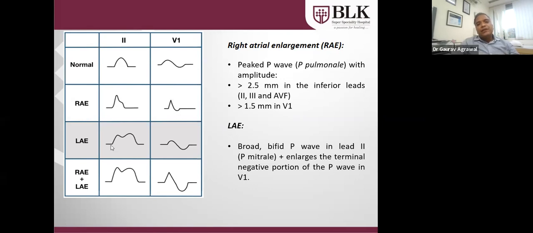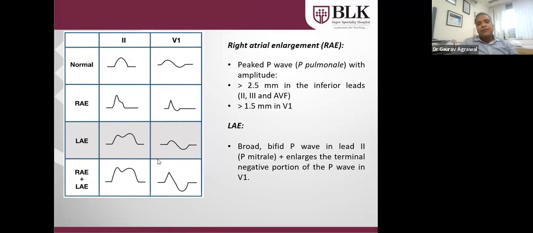Similarly, left atrial enlargement is known by an M-shaped pattern. The first part is by the right atrium, the second part is by the left atrium. In left atrial enlargement, the second part will be enlarged, and a broad bifid P wave will be there, and V1 will have a broad inverted part. In biatrial enlargement, a typical M-shaped pattern and a broad, bifid pattern will be seen in V1.